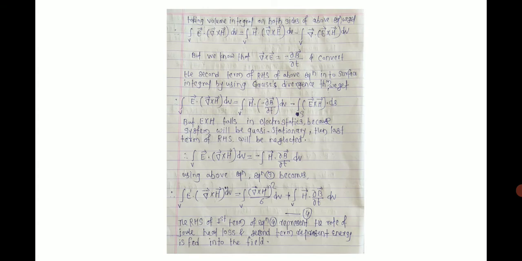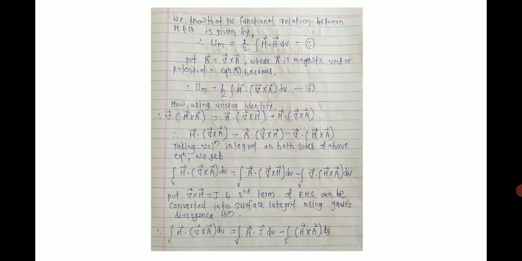The first term on the RHS of equation 4, that is the integration of (del cross H) squared divided by sigma, represents the rate at which Joule heat is lost, and the second term, H dot delta B by delta T, represents the energy fed into the field. This is the physical significance of these two terms on the RHS.